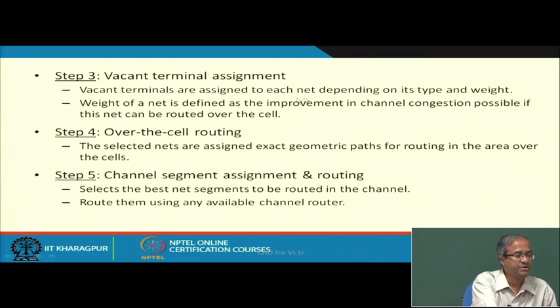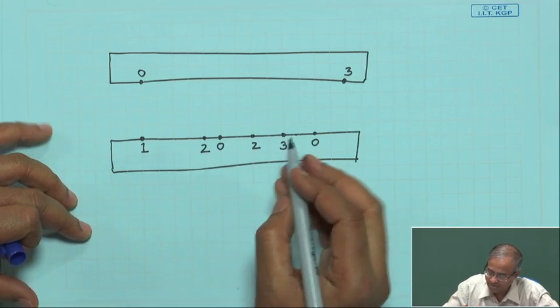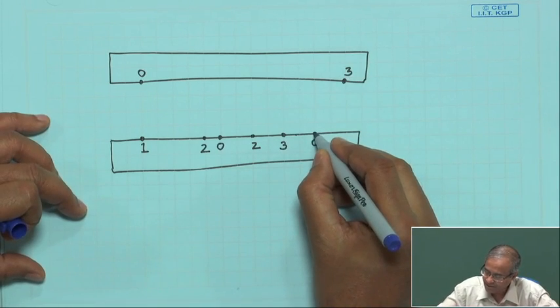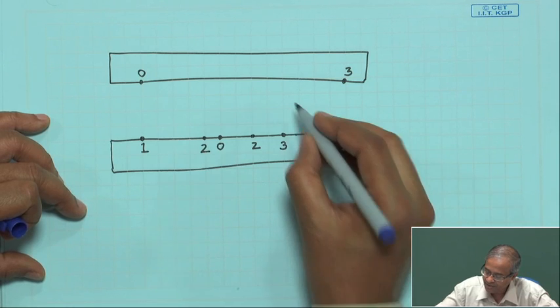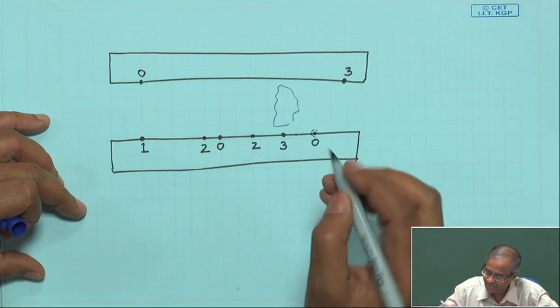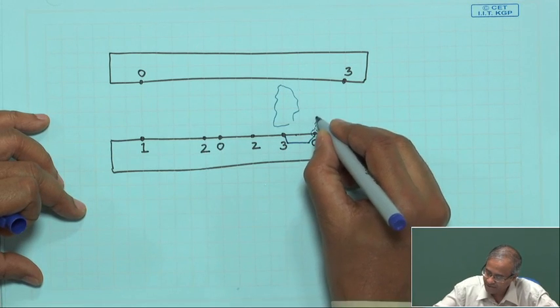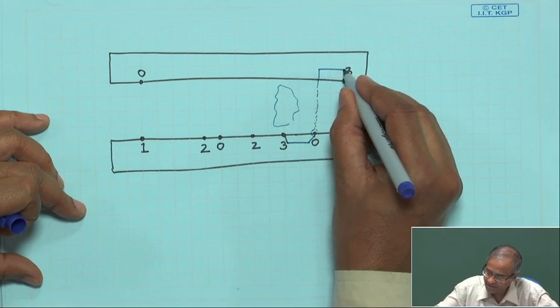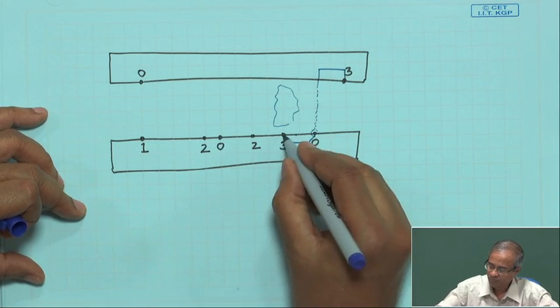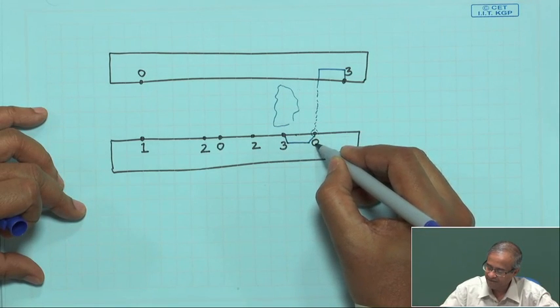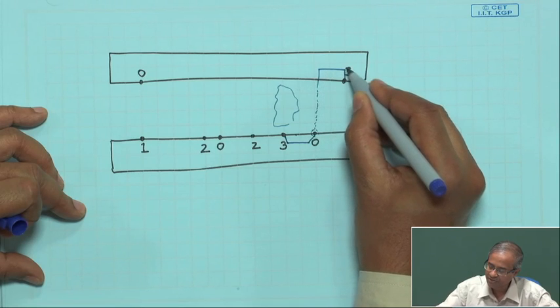What I mean to say is that vacant terminals are assigned to each net, like here. When you want to assign this 3 to 3, you can assign this vacant terminal 0 if the net out here is congested. So, you do over the cell routing from here to here, and from here you move out, and here you can connect it. You are avoiding the congested region, moving it out, taking a vacant cell, taking it out from there, and from there you can do another over the cell routing.